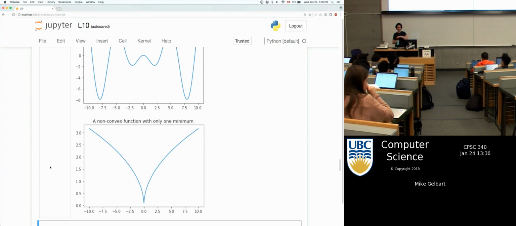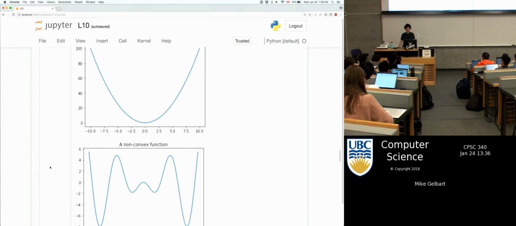And again, don't be fooled by all these things looking very easy, because imagine 10,000 dimensional versions of this. It makes things harder.